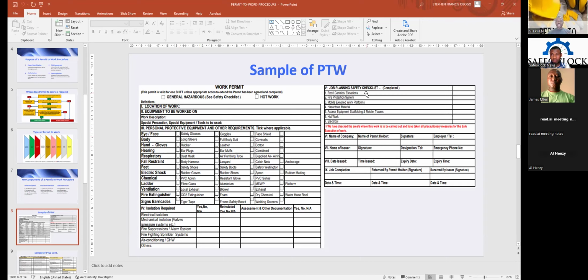Now you see the job planning safety checklist. So when you go to the back of the permit, you see some certain things.